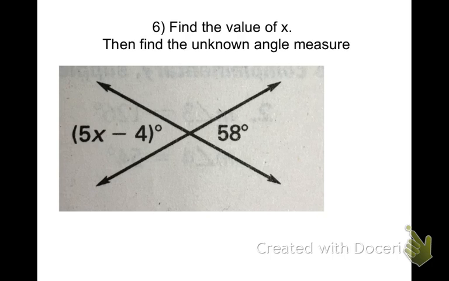All right, find the value of x, then find the unknown angle measure. By the fact that they are two lines intersecting, I know that 5x minus 4 must be equal to 58. Definition of a vertical angle. So, if I add 4 to both sides, I get 5x is equal to 62.